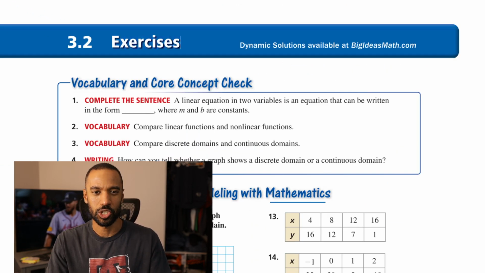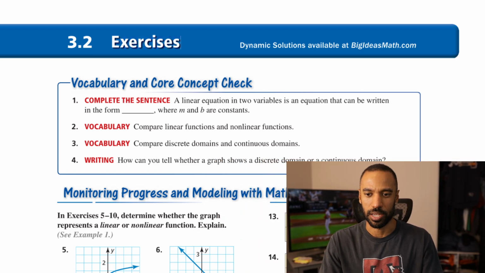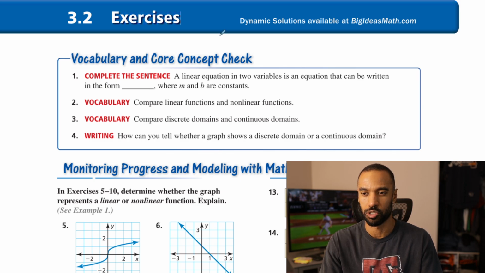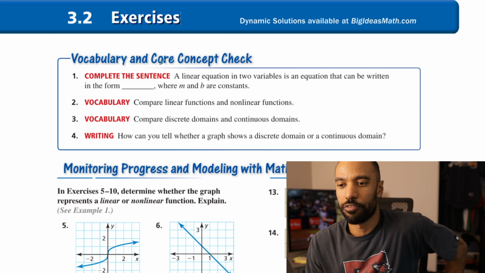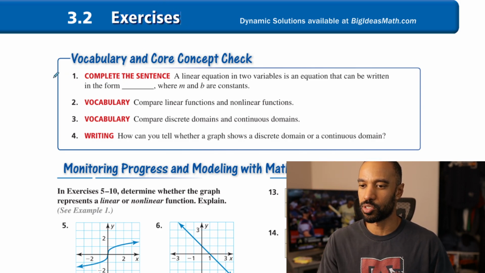Okay, now we get to at least the vocabulary and core concept check. So that's a lot to state, and we do have 54 problems as a whole. So this may be one of those longer videos, especially if we have to explain why something's linear or not. We do have 4 questions to begin with here, and let's get them started.